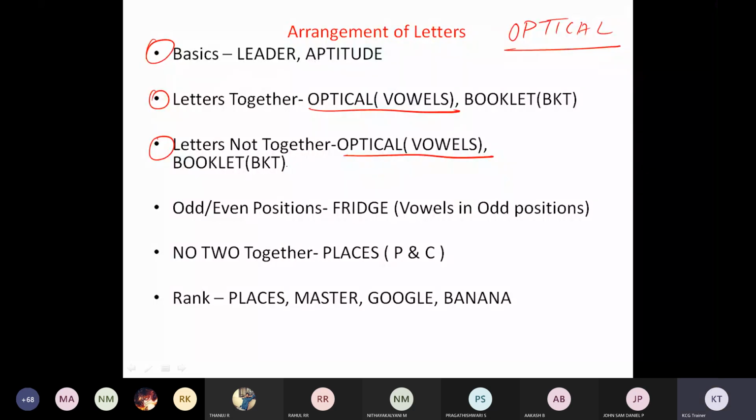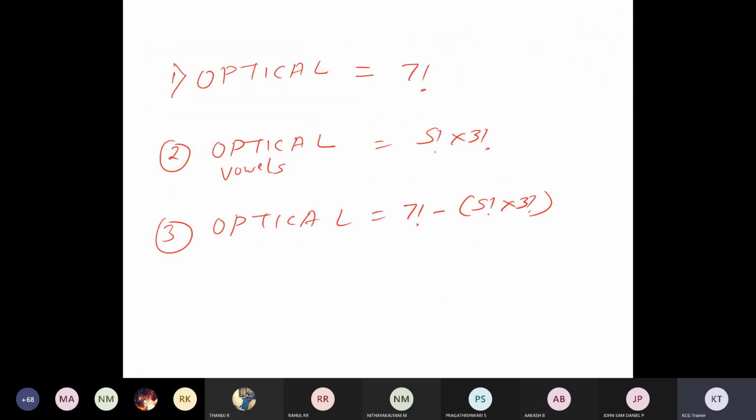Okay. Next one. The next two concepts, odd and even positions. To explain odd and even positions, you need to understand what is nPr. Then only will odd and even positions be understood by you. What is nPr? Then only it will be clear for you.